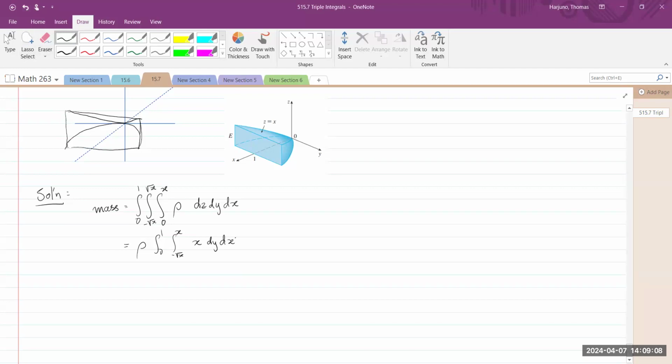Okay, and then, hey, this is still independent of y. Nice, not too bad. So this is just the length of the interval, 2x square root of x dx. I thought that would be hard, but it's not. 2x to the power of 3/2 dx. So when I integrate that, that will give me rho times 2 times 2/5 x to the power of 5/2 from 0 to 1. That's basically just the coefficient. So that's 4 over 5 rho. That's the mass.